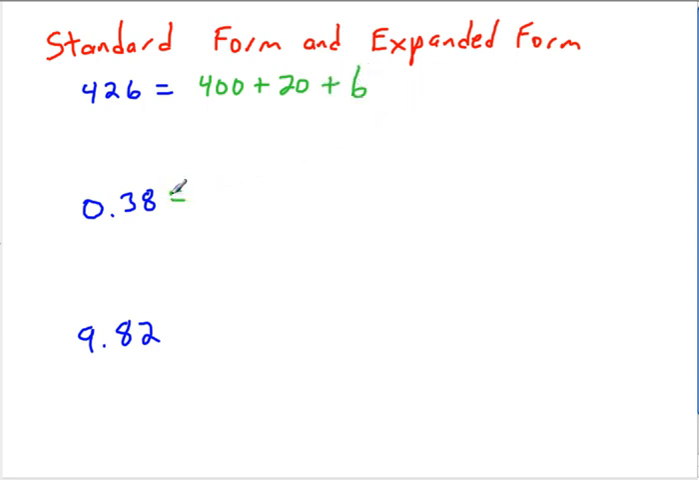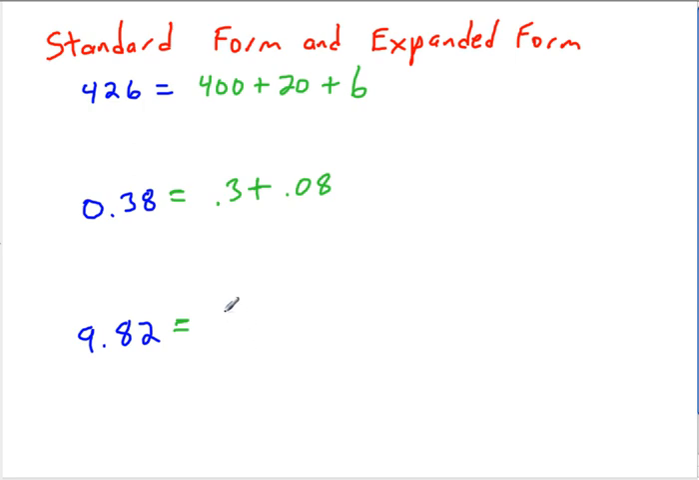Decimals can also be written in expanded form. So this 0.38 or 38 hundredths is made up of 3 tenths or 0.3 plus 8 hundredths or 0.08. 3 tenths plus 8 hundredths. And pause this and give it a shot before I write it down.